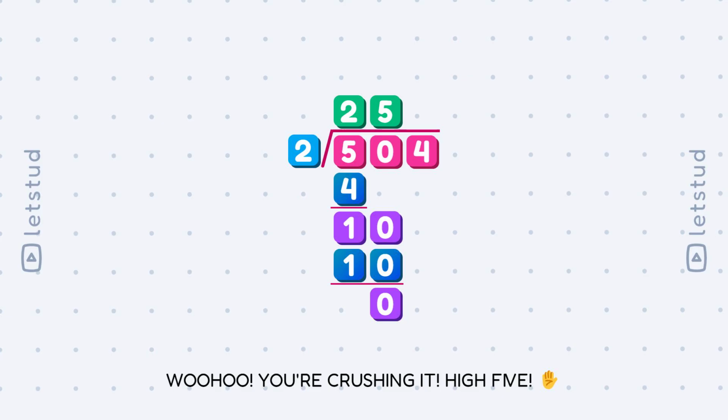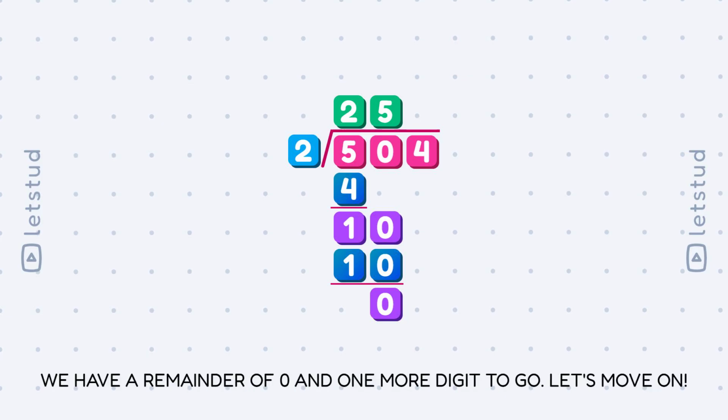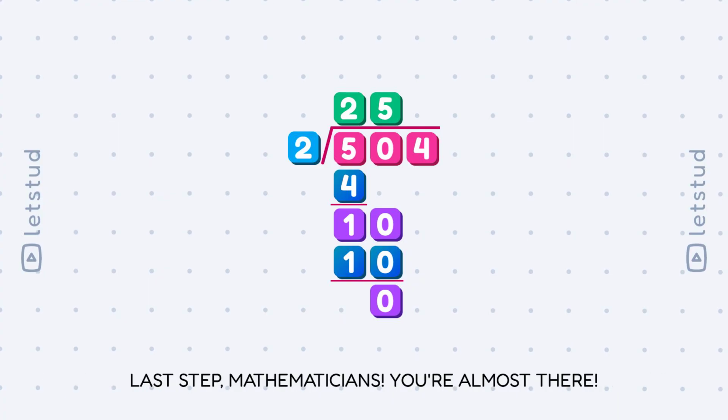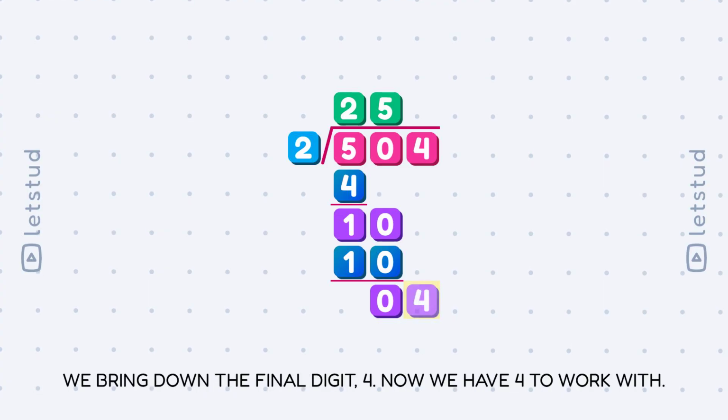Woohoo, you're crushing it. We have a remainder of 0 and one more digit to go. Let's move on. Last step, mathematicians, you're almost there. We bring down the final digit 4.